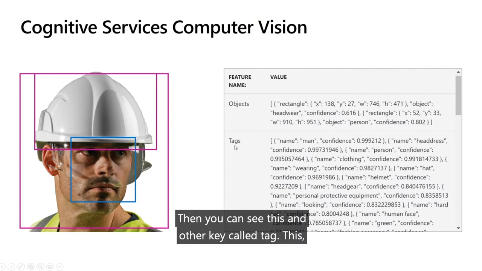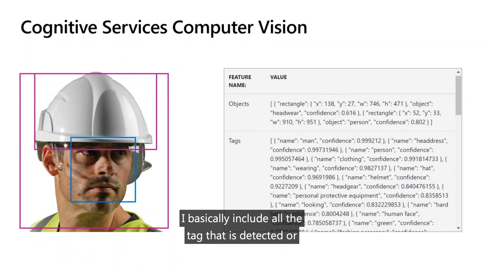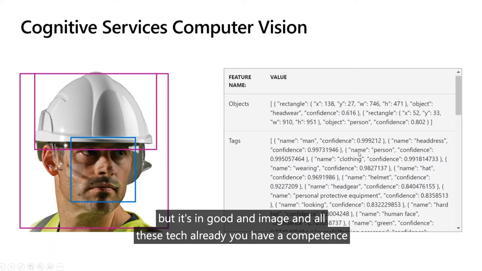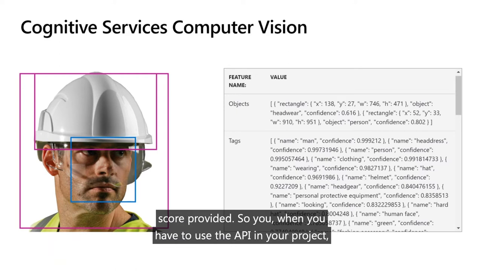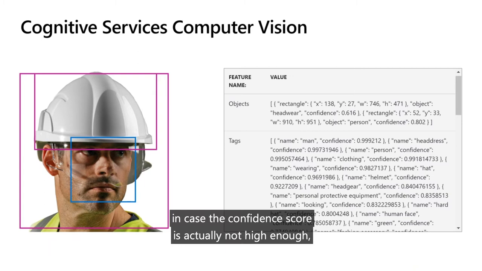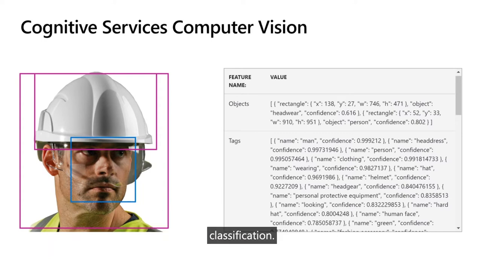Then you can see there's another key called tags. This basically includes all the tags that are detected, or that the model thinks are contained in the image. For example, it can find out that a man is included in the image, clothing is included in the image, a helmet is included in the image. And all these tags already have a confidence score provided. So when you actually use the API in your project, you can determine how much you want to trust the model on doing the classifications. In case the confidence score is not high enough, you can pass it back to a human for further analysis or classification.